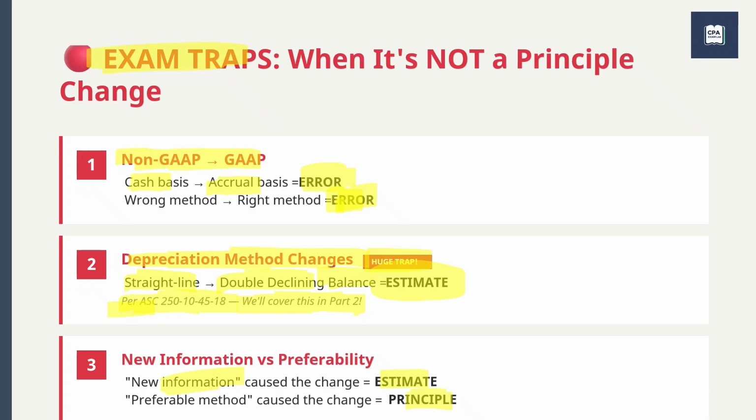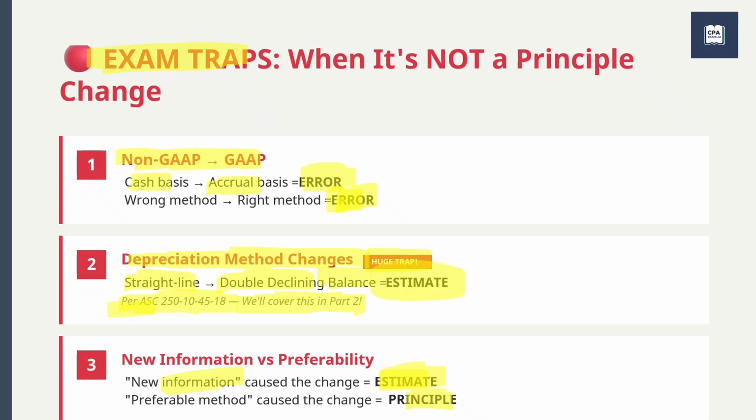Sometimes an entity has certain information and they say, okay, based on this, we are expecting to make XYZ. But then later they have more up-to-date information, so they are changing their estimate. So if you see anything that is related to information, it is an estimate. I do not think it's a principle change.